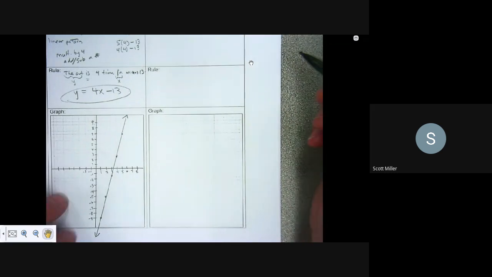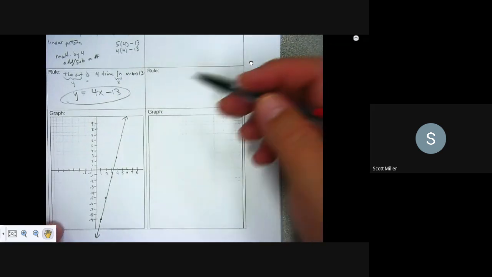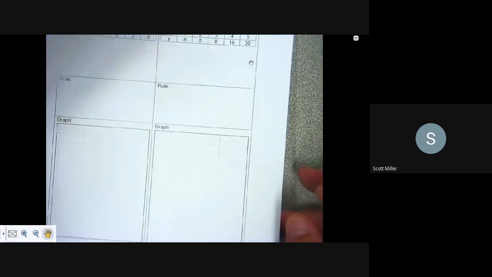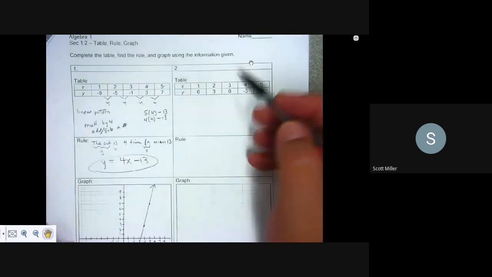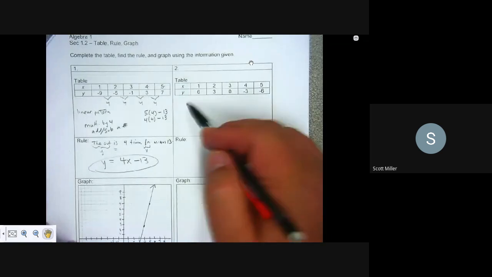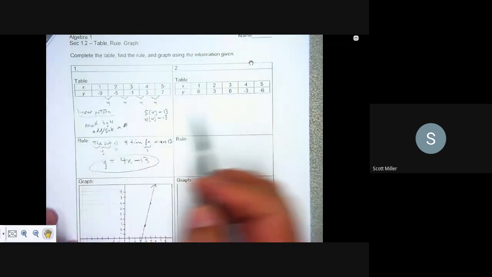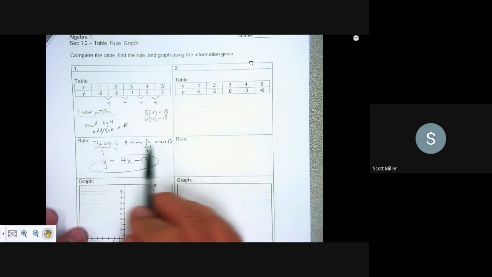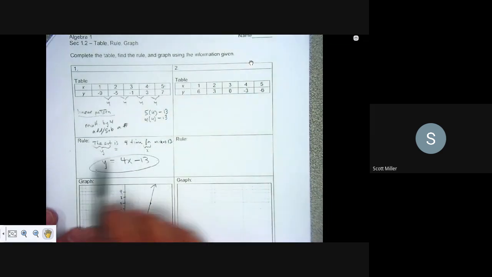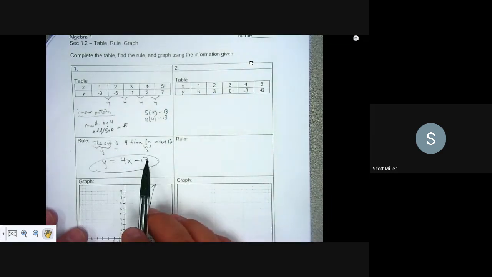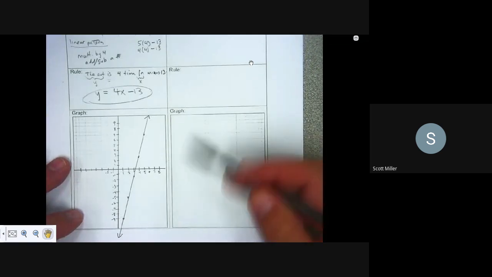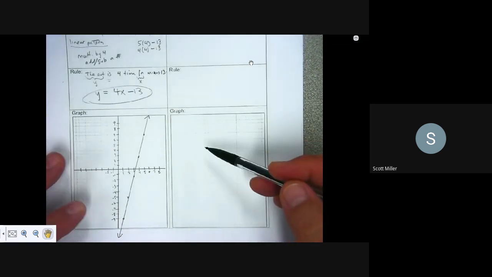Okay? So I have on here a bunch more. I think I have up to 8 of these. If that's the process I want to see, I want you to identify what kind of pattern it is, linear pattern. I want you to try and find a rule, whether you write it this way or you write it this way. Okay? And then I want you to graph the thing out. You can put it down here if you want. Okay? Or you can put it on graph paper.